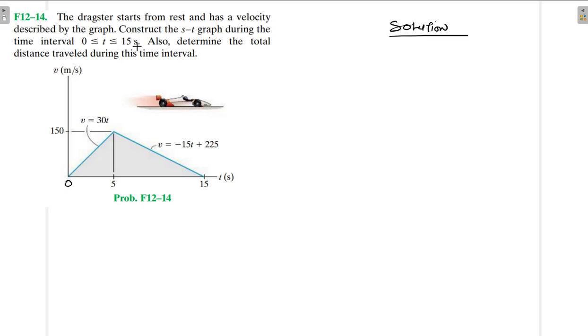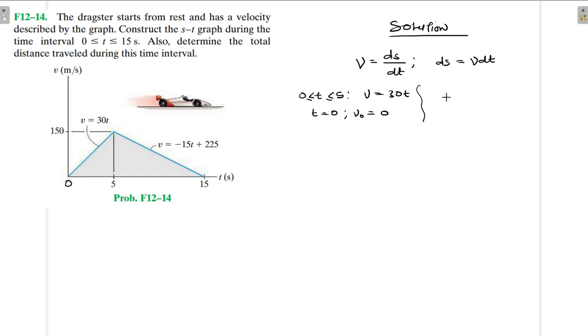Right, so I've been asked to find the position-time graph. We know that the instantaneous velocity is equal to ds/dt, and therefore ds is going to be equal to v dt. So we have two intervals. We have t from 0 to 5, and in this interval our velocity is equal to 30t. Then the boundary condition at time equal to 0, v naught, is also equal to 0.